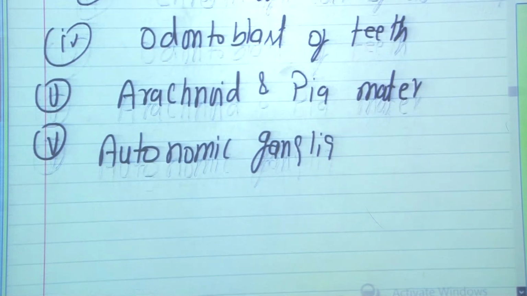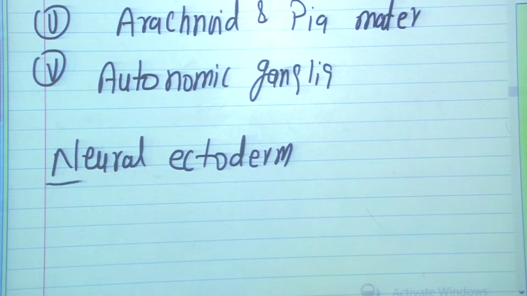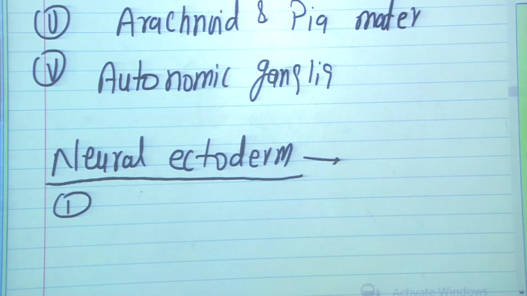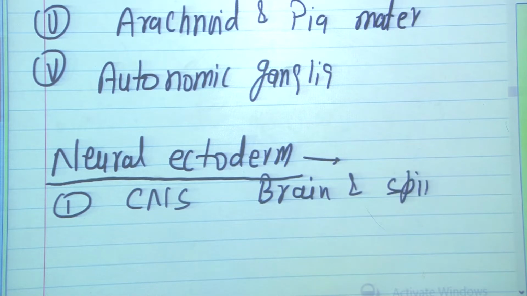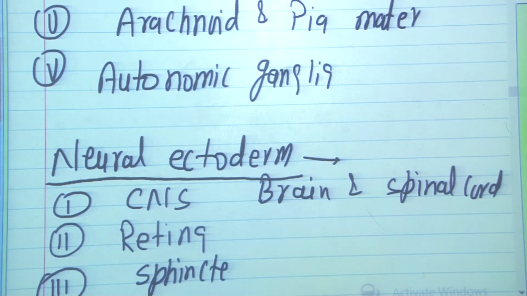The next heading is the neural ectoderm. What structures are derivatives of neural ectoderm? Number one, it forms the central nervous system, it means brain and spinal cord. Second thing, retina is a derivative of neural ectoderm. Number third is the muscles which I told you earlier, sphincter pupillae and dilator pupillae.